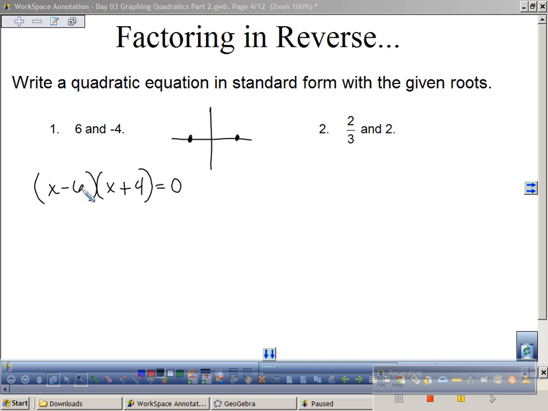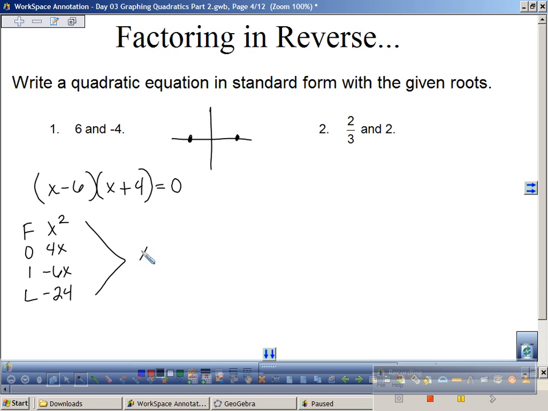So how could I turn this into a quadratic equation? FOIL. So first, outer, inner, last. What's my first? X squared. Then my outer. And then my inner. And my last. -24. So all of that is x squared minus 2x minus 24.